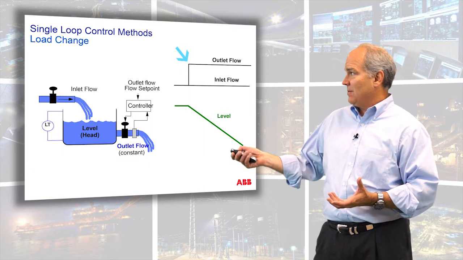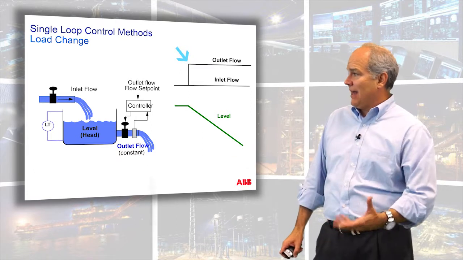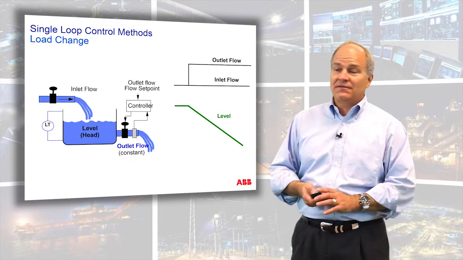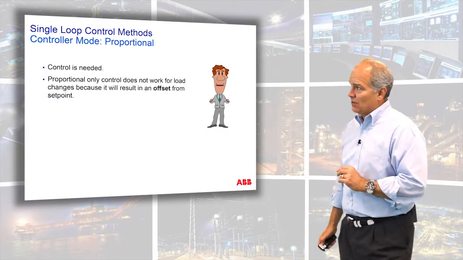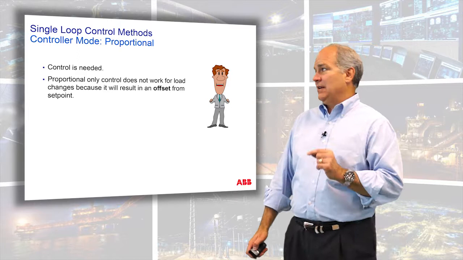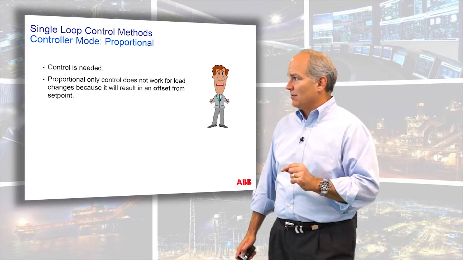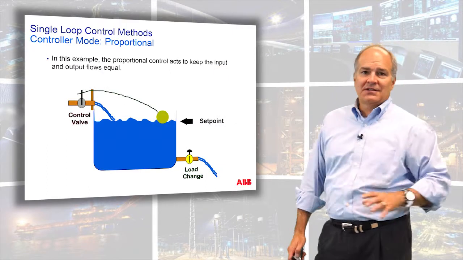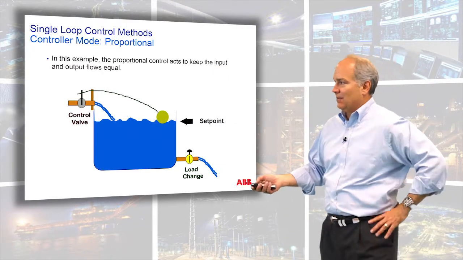You come up and someone makes an outlet change, we have to put a control on this. Otherwise it'll empty or it'll result in an offset. And that's what we're going to look at here. Control is needed, but proportional only control does not work for load changes because it results in an offset from set point. This is a good example of a tank that's got a mechanical device.